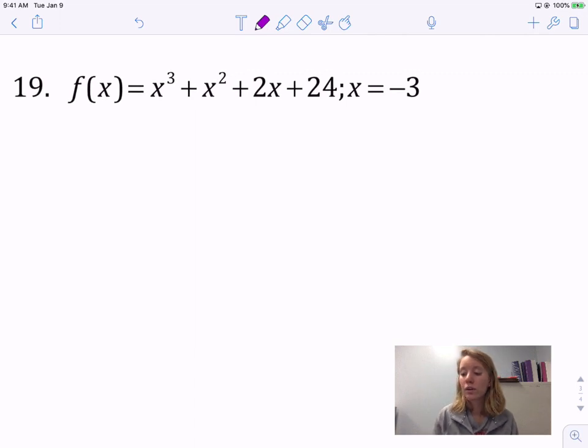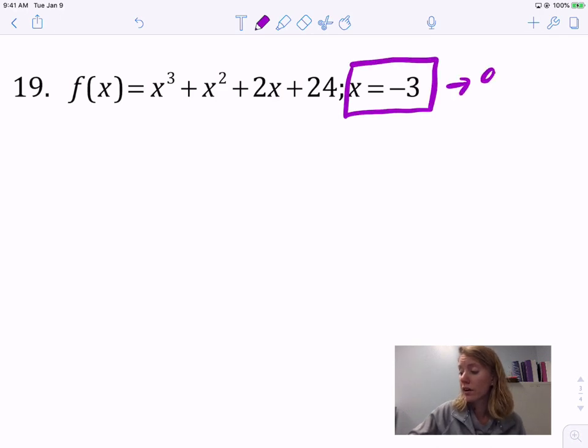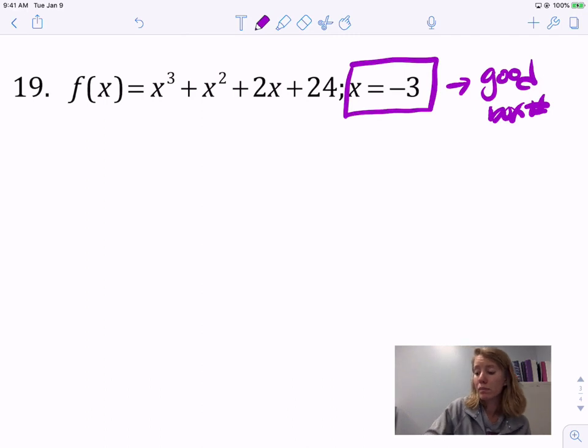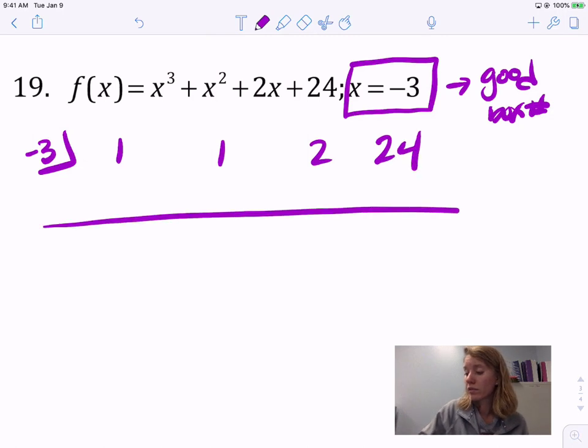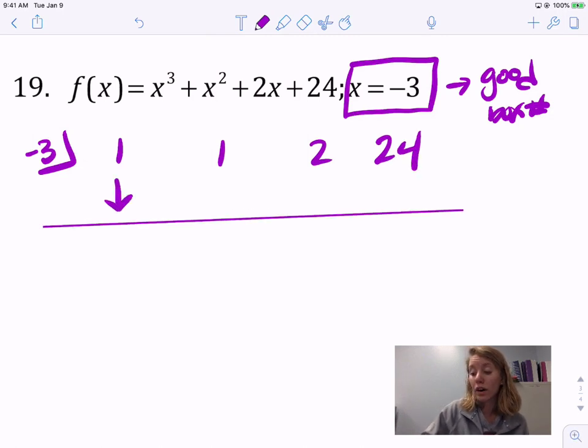I have f of x equals x cubed plus x squared plus 2x plus 24. And I'm told that x equals negative 3 is a 0. Again, that means that this is a good box number. Okay, so I'm going to put my negative 3 here. I've got 1, 1, 2, and 24. I bring down the 1.